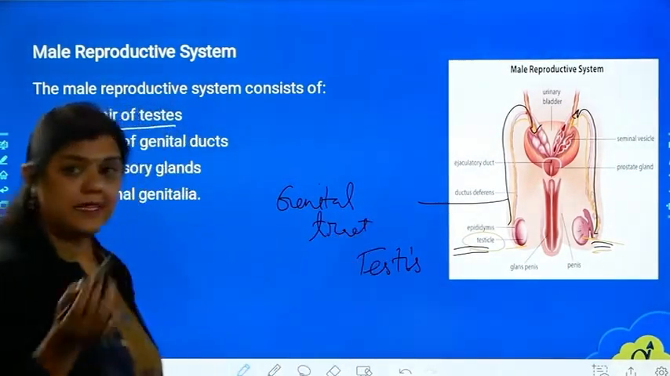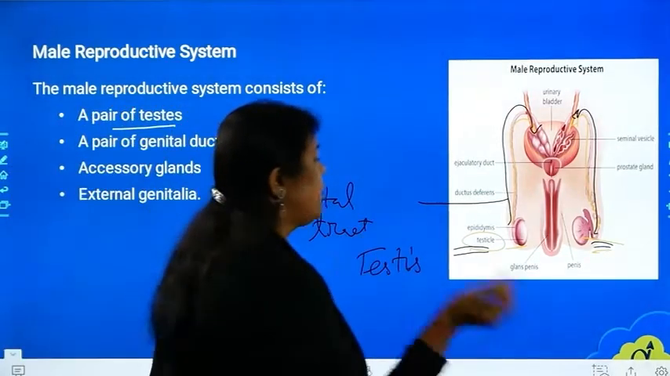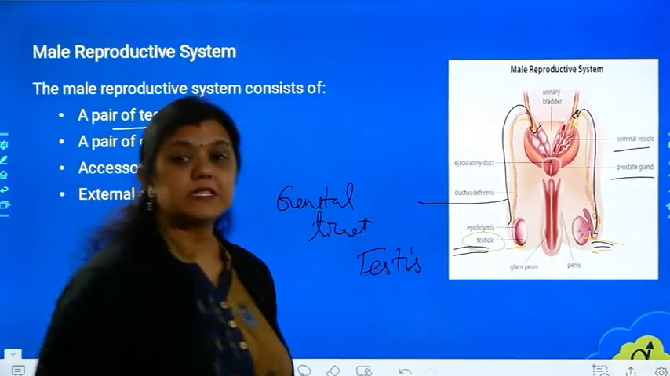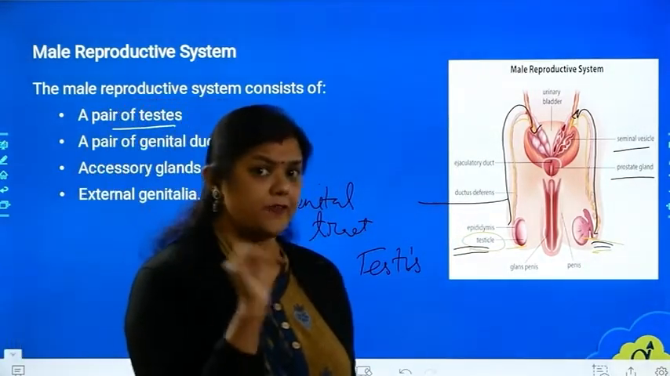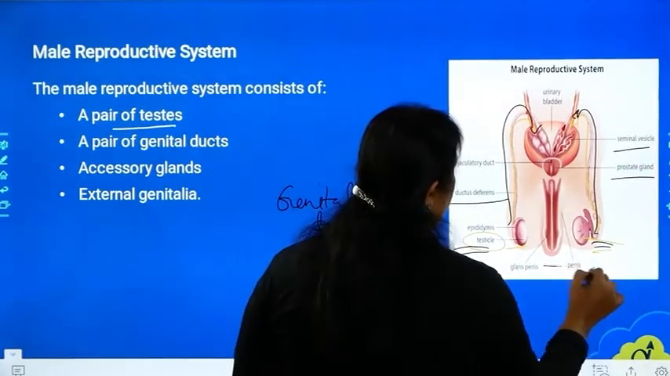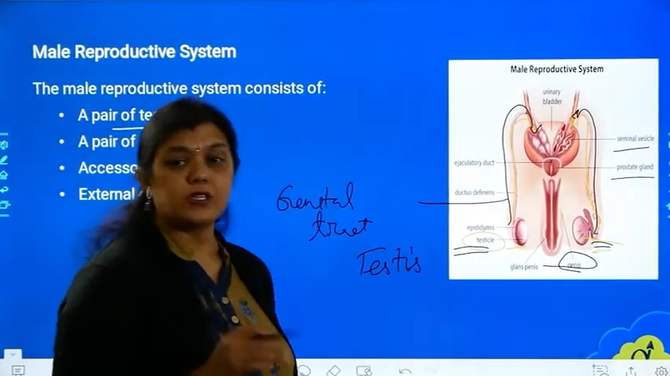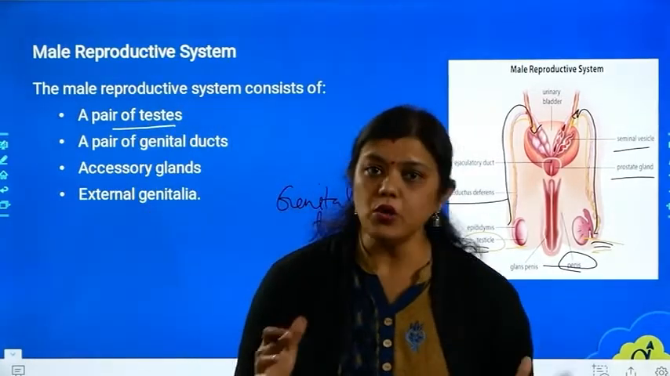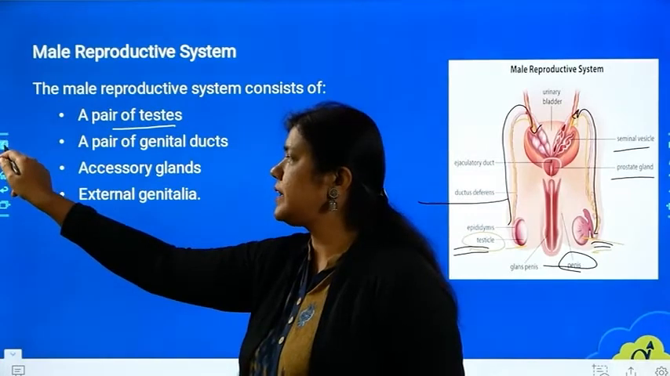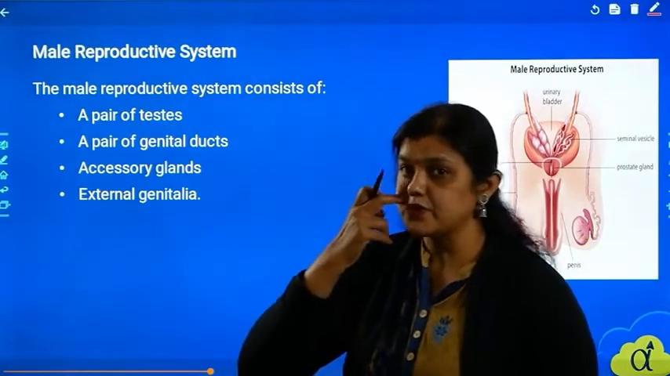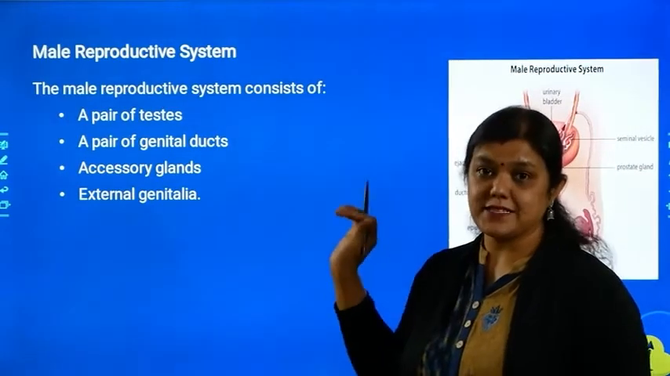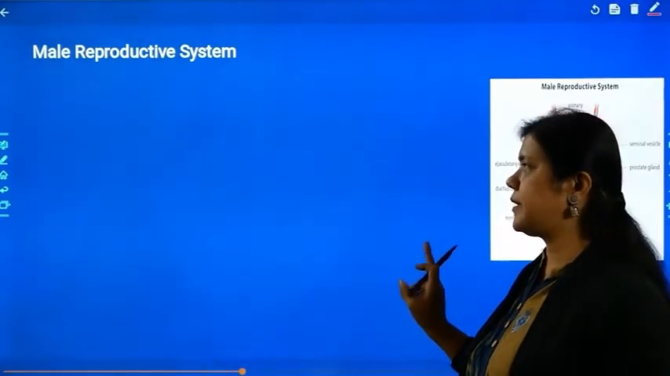Then we have accessory glands. We have accessory glands like the prostate gland and seminal vesicle. All these are the accessory glands. We'll talk about them and their functions in detail also. And we have the external genitalia, that is the part called the penis. So all these things together make the male reproductive part in case of human. Let us quickly recall: a pair of testes, a pair of genital tract, accessory glands, and external genitalia.